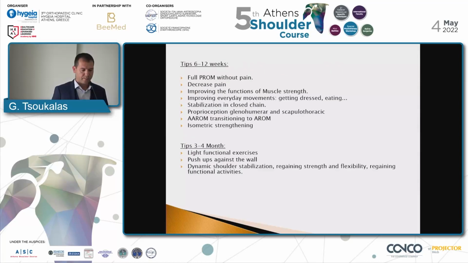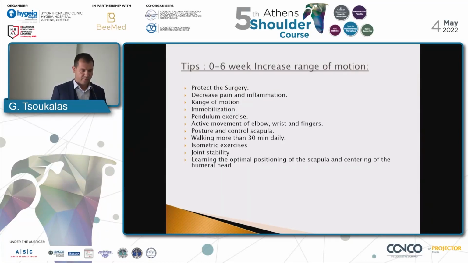So the first 6 weeks, we have to protect the surgery. We have to ask the doctor. In some cases, he will use immobilization. In some cases, he could not use it. We have to know that to decrease pain and inflammation, increase range of motion: immobilization, pendulum exercise, active movement of the elbow, wrist and fingers, posture and control of the scapula, walking every day for at least 30 minutes, isometric exercise, joint stability, learning the optimal positioning of the scapula and centering of the humeral head, which is very important.